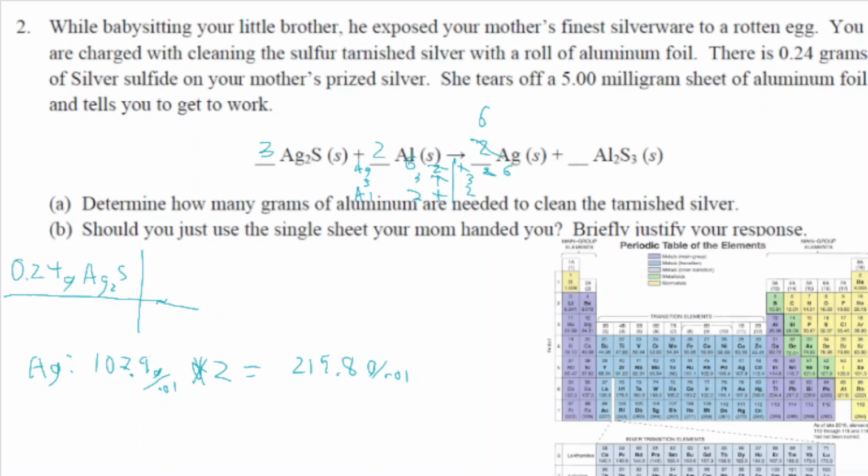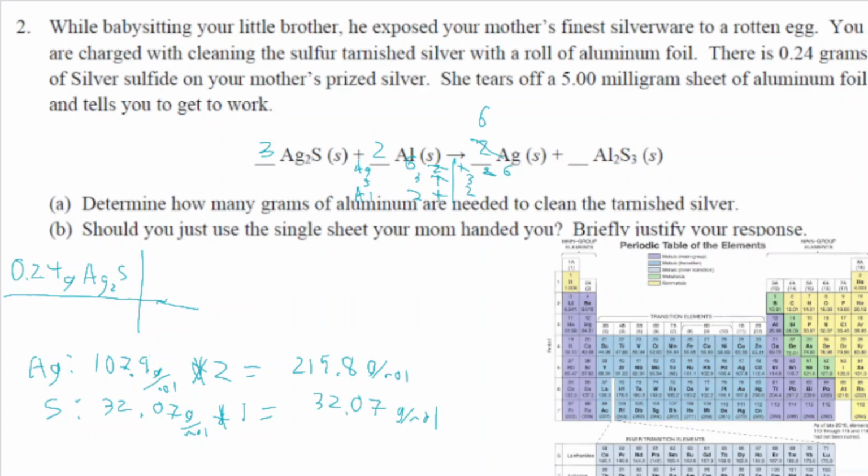Now we need to look at the sulfurs. So for sulfur, we need to find out on the periodic table, and it's located right over here. And so we'll see that it's got 32.07, so that's 32.07 grams of sulfur for every mole of sulfur. 32.07 grams per mole. We're only using 1 sulfur, so we just have to multiply by 1, giving us 32.07 grams per mole.